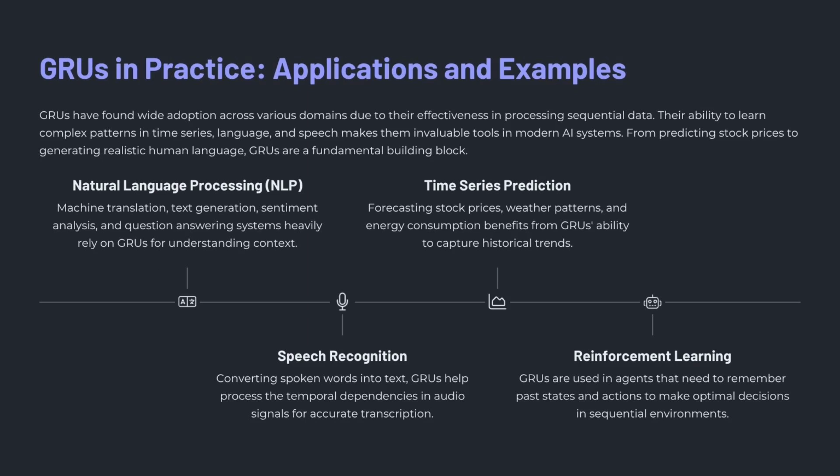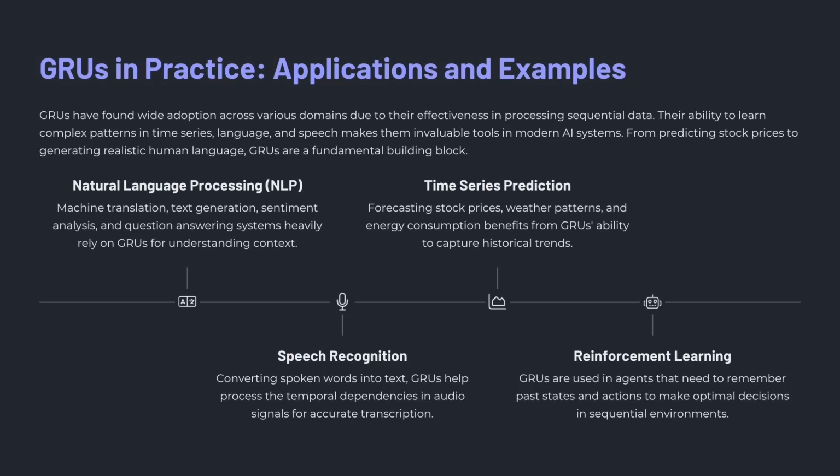So, let's talk about applications and examples of GRU. GRU aren't just theoretical, they are actively used across many domains. Let's look at some key applications. In natural language processing (NLP), GRUs power machine translation engines, generate text, analyze sentiment, and more. Their memory capabilities help capture the flow of language effectively. In speech recognition, GRU convert audio waves into text by understanding how sound changes over time. Their ability to handle sequences makes them ideal for this task.